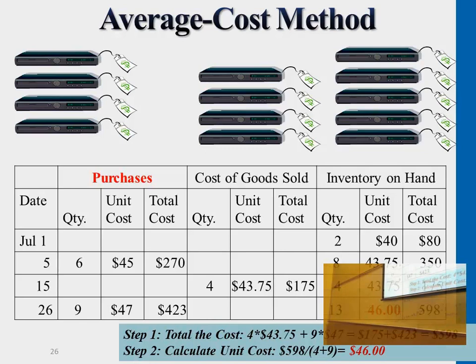Now it's always good to double check that this number has to be somewhere between these two. If you average out a number that is higher than the larger number, that basically means there's something wrong when you calculate the average cost. So always make sure that this number, the average method, since it's already called average, has to be somewhere in the middle of those two numbers, between 43.75 and 47.